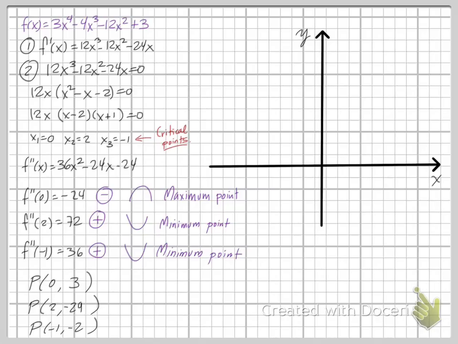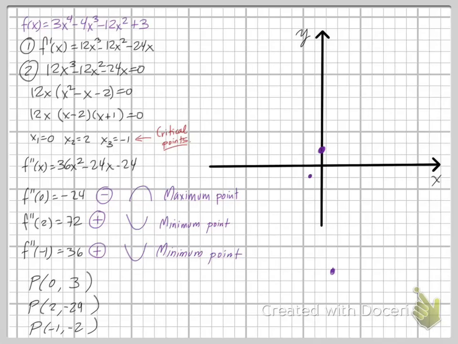Okay, so I have my 3 points. 0 and 3, I'm going to use another color. 0 and 3, let's say it's located around here. It is a positive value. I have 2 and minus 29, that's a large number, so let's say it's around here. And the last point is minus 1 and minus 2. So it should be around here.